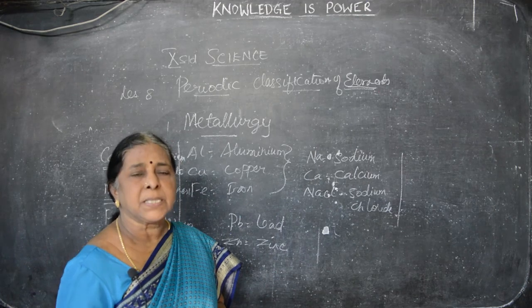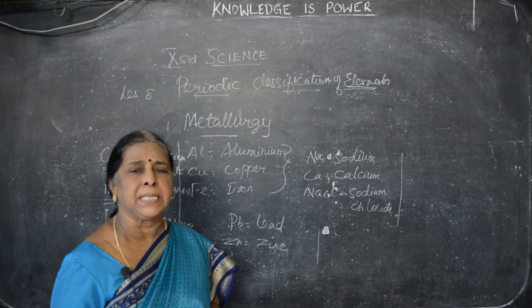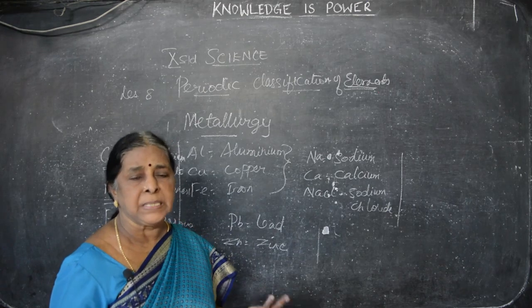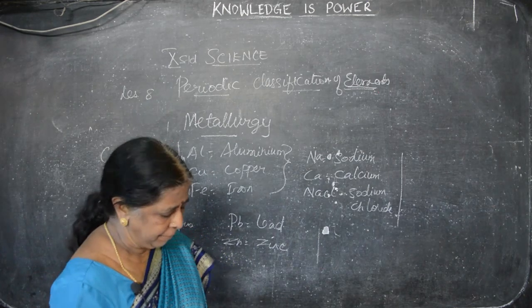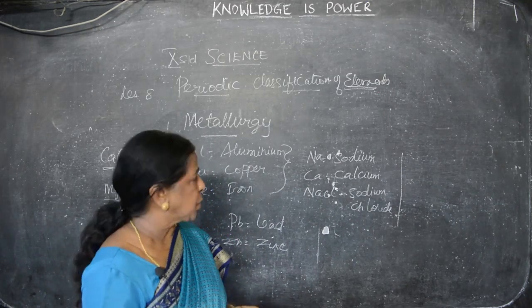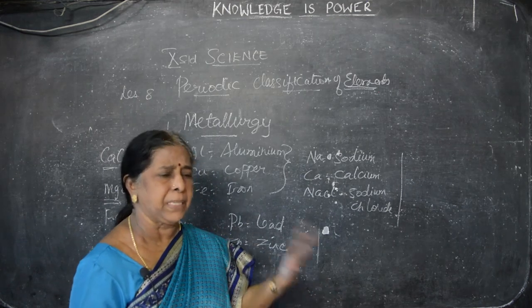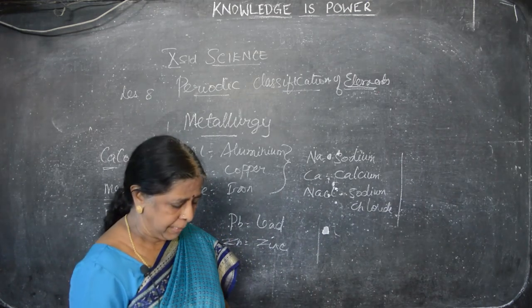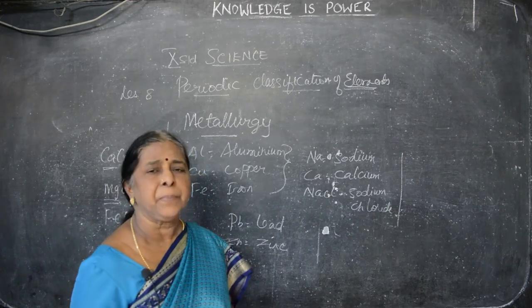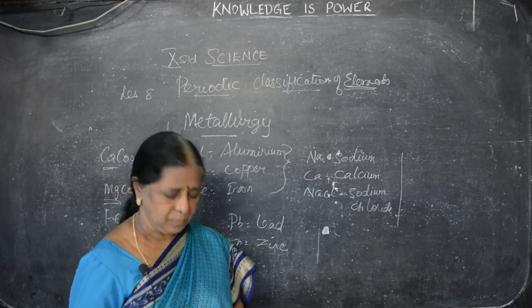And luster means what? They have that shining capacity. Metals possess high luster, for example gold, silver and so on. Hardness: metals are very hard and strong. That's why we can make different shapes from the metal. For example, sodium and potassium are not hard; they are an exception.